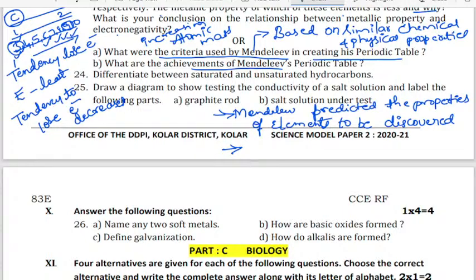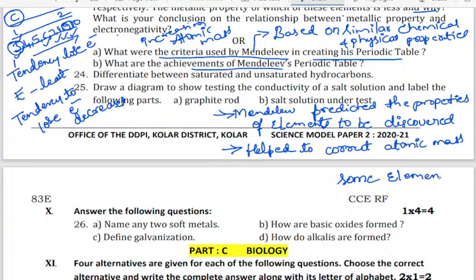Second, it helped in the correction of atomic mass of some of the elements. The Mendeleev table helped to correct the atomic masses of some elements. It's very important. So these were the achievements of Mendeleev's periodic table. There are many more, but at least two you have to remember, children.